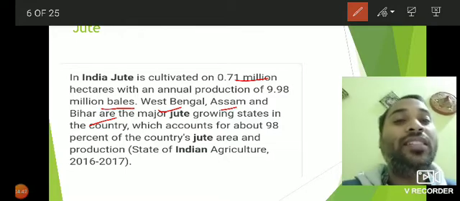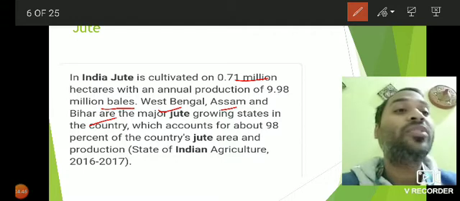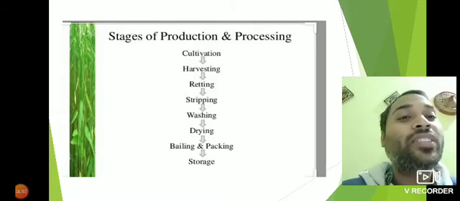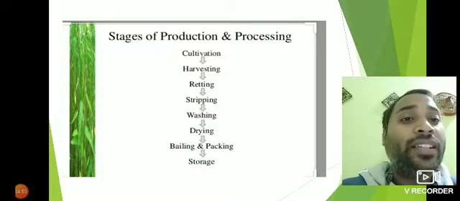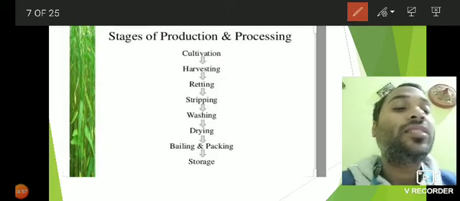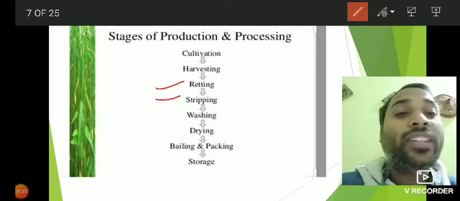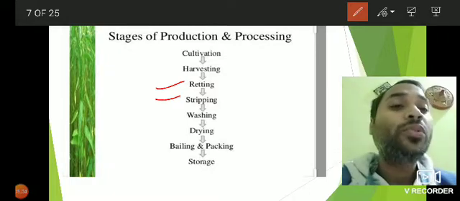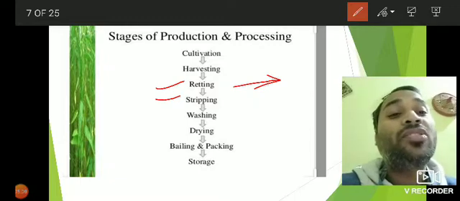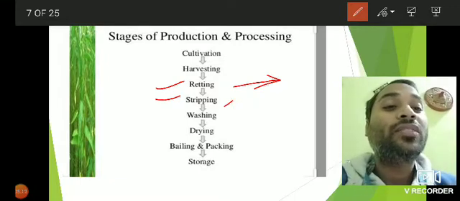Now again, let us understand how we get the jute fibers with the help of a flow chart. This is the flow chart. Definitely cultivation is required, then they are harvested, and once they are harvested, the first step, which is very important, is retting. Retting is soaking the stems of jute in water for around 2 to 3 days to make them soft. Once they become soft, they are taken off, which is known as stripping.